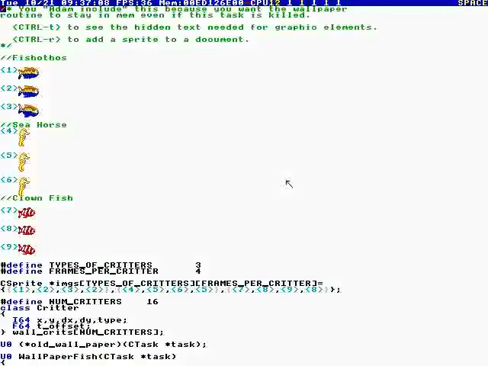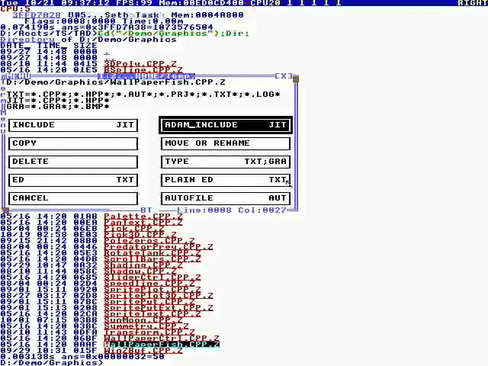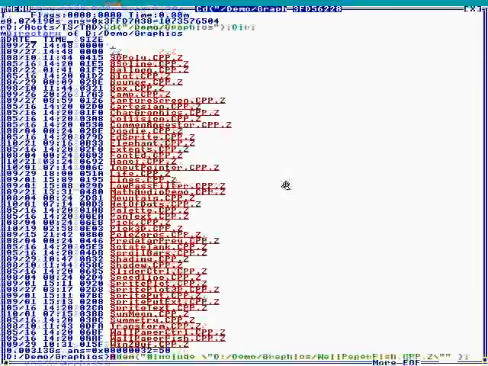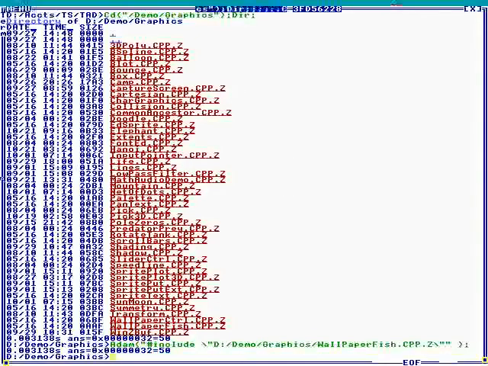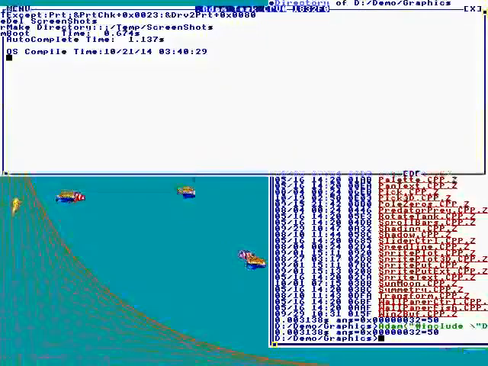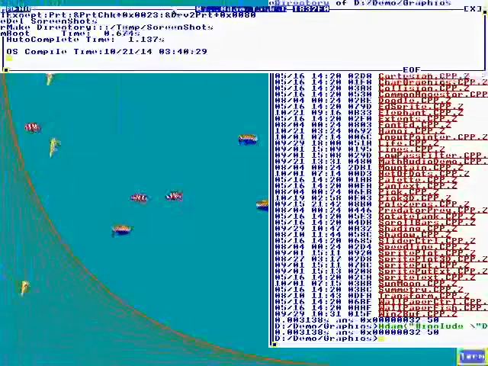So we say Shift F5. Or we can say include or Atom include. Atom is like Adam and Eve, the father of all tasks. So we just made the wallpaper into this. Okay, this is the Atom task right here. He never dies.